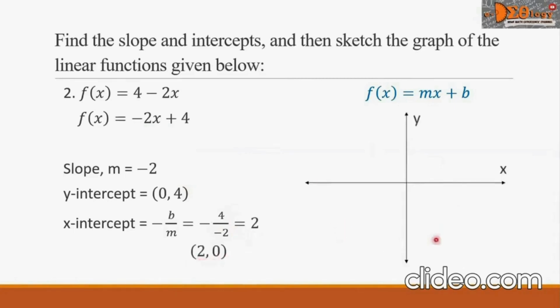To sketch the graph, let us first show the x and y axis, and then let us identify the 4 on the y-axis and the 2 on the x-axis. Then let us draw first the y-intercept, that is the point, and the x-intercept 2, 0, that is the point. And then we simply connect these 2 points, and this is now the line of the function 4 minus 2x. This is our final answer.